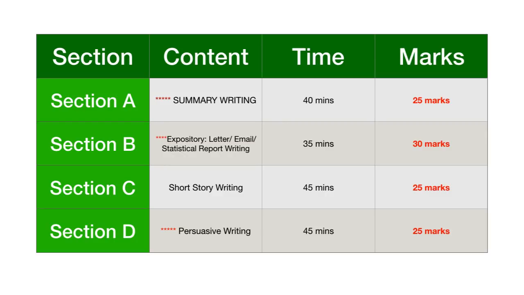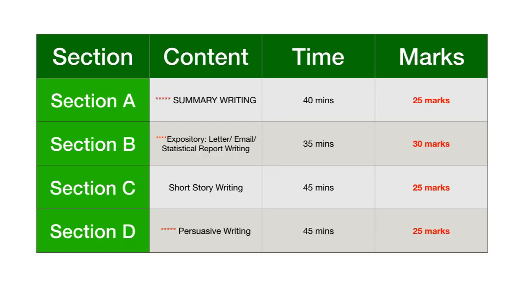So the English A exam will have 4 sections. Section A, B, C, D. Section A will be the summary writing, the notorious summary writing. I have a video here on summary writing. I suggest you take a look at that. I'll put a link in the description.